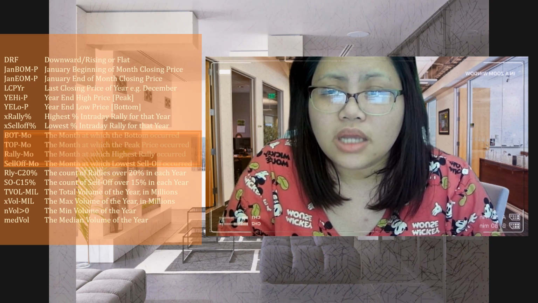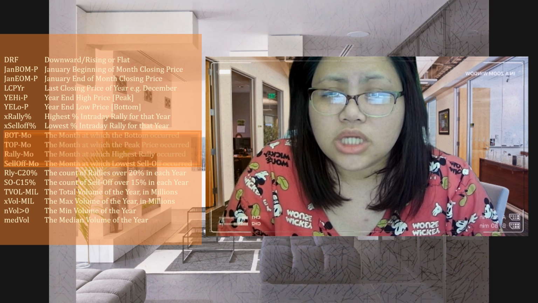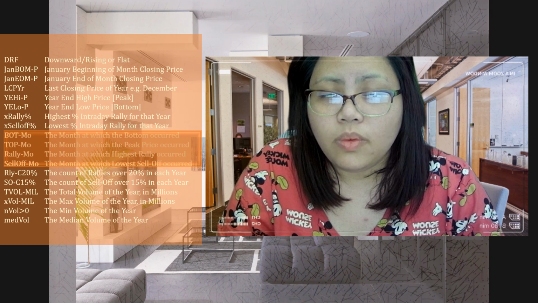And also, the other variables on rally and sell-off represent the highest or the most significant percentage change. I did include the count, like how many times a rally of 20% occurred throughout the year, or the count of sell-offs of more than 15% that occurred for each year. So you can do that, and there's also a table in volume. So these 18 are what I think is essential.